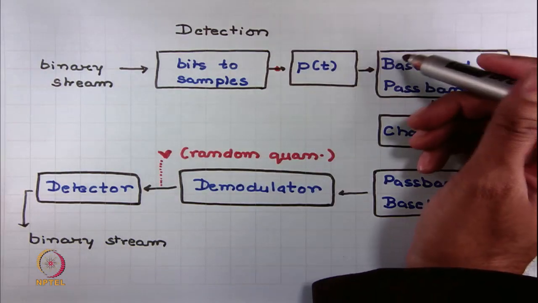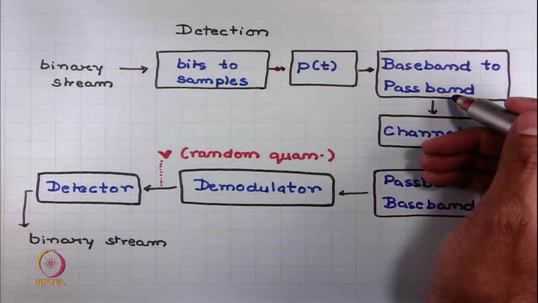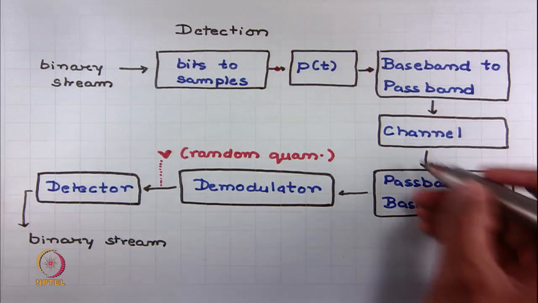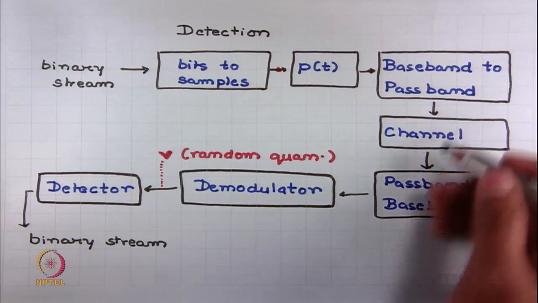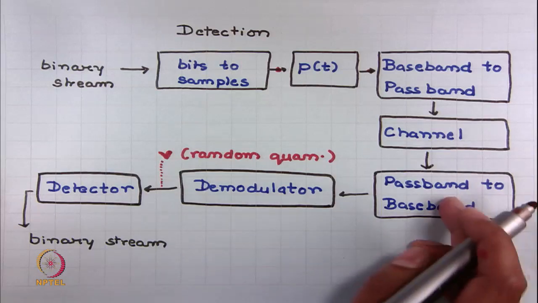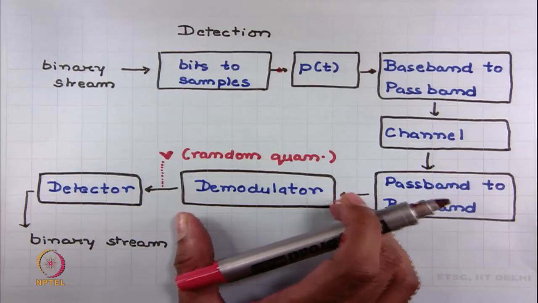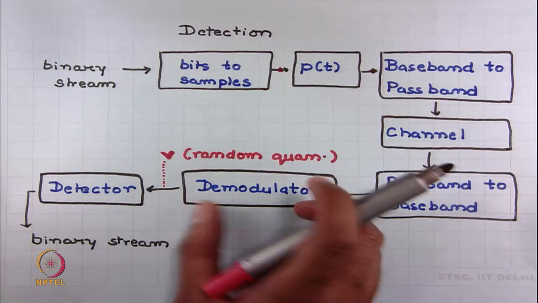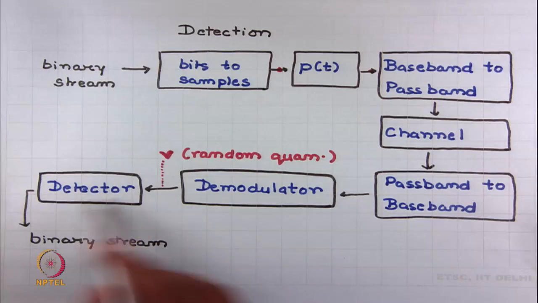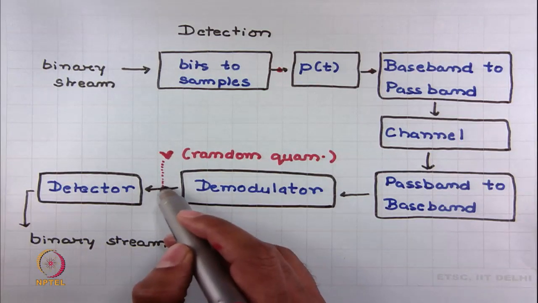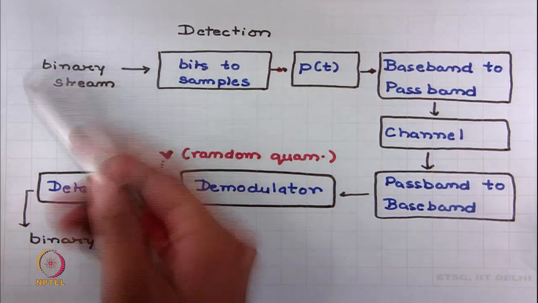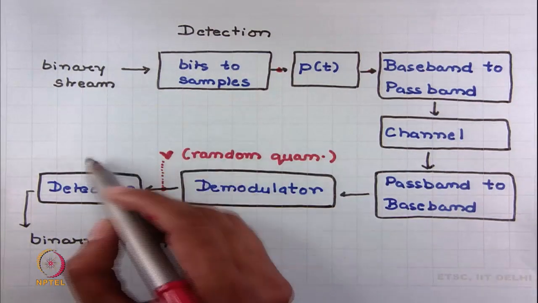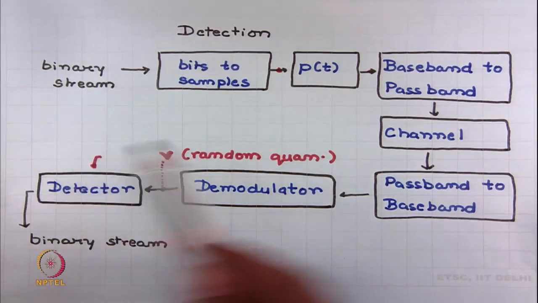Then we do baseband to passband conversion, then you have a channel, and after the channel you expect that some noise has been added in, and then you go from this passband to baseband domain, and then we have a demodulator which carries out baseband demodulation. Then we have a detector which, based on what it is receiving, tries to get this binary stream out. Today we would be starting with detection, where we will be focusing on this block.